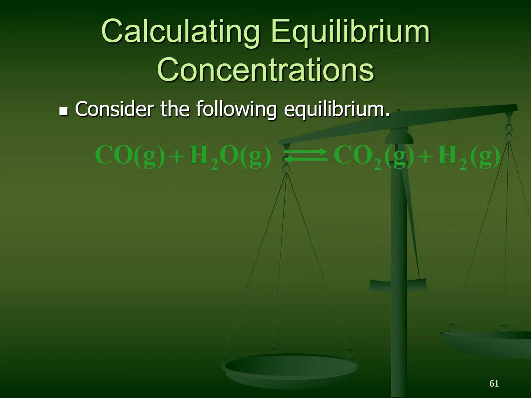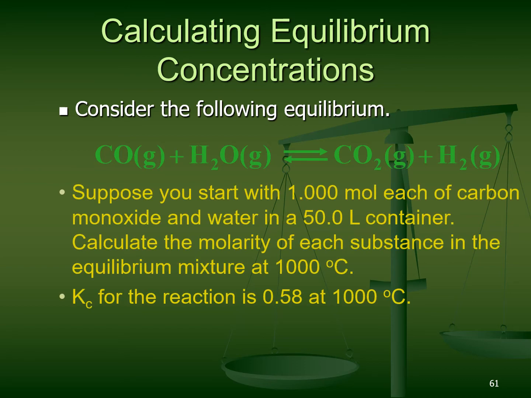CO plus H2O gives us CO2 plus H2. Suppose we start with 1 mole each of CO and H2O in a 50-liter container. What will the concentration be at equilibrium at 1,000 degrees? The temperature is not important as long as you know the K value at that temperature. The K for this reaction at 1,000 degrees Celsius is 0.58. So we know the K value, we know the initial concentration of CO and H2O, but that's all we know. And what we want to know is the concentration of each substance at equilibrium.